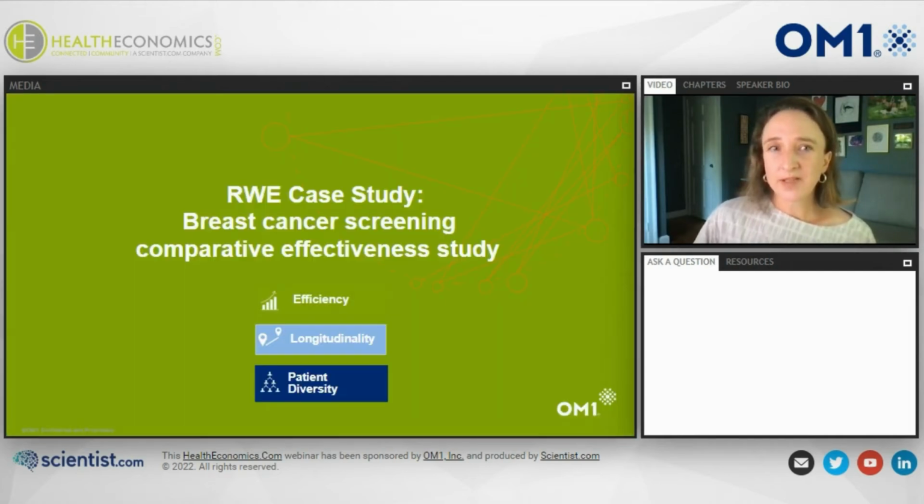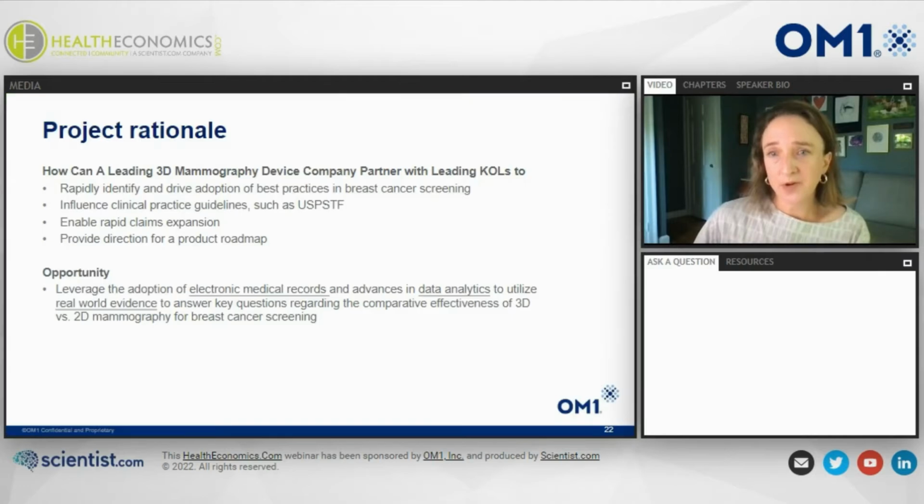So I wanted to transition a bit to our case study today. Our case is based on a leading 3D mammography device company that sought to partner with both key opinion leaders and OM1 to identify and drive best practices in breast cancer screening and treatment. So the goal here was to generate high quality, RWD-based evidence that could be used to support clinical practice guidelines, to enable rapid claims expansion, and also to inform the direction of a product roadmap.